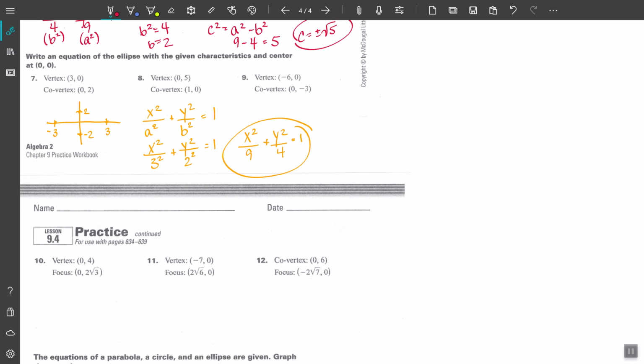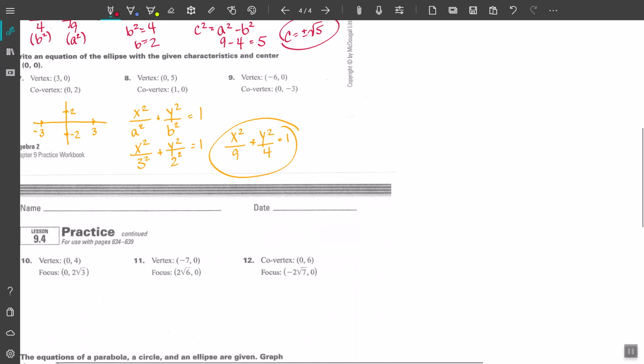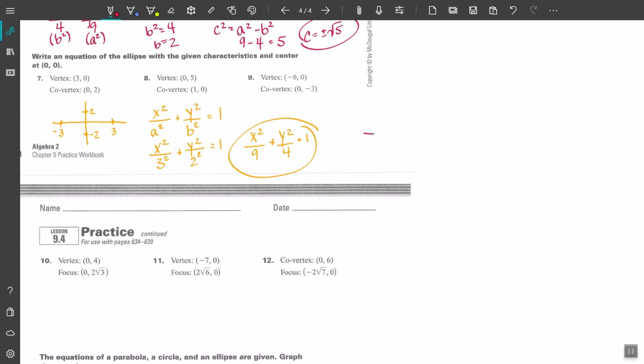All right, in number 8, we have the opposite situation. Here we can see that our vertex, which is going to be what lies on the major axis, is at 0, 5. So if I sketch that out, then that means we've got a vertex up here at 0, 5. We have another vertex down here at 0, -5. And then our co-vertices are going to be here at 1, 0, and -1, 0. So I'm looking at a thin ellipse that's running vertical.